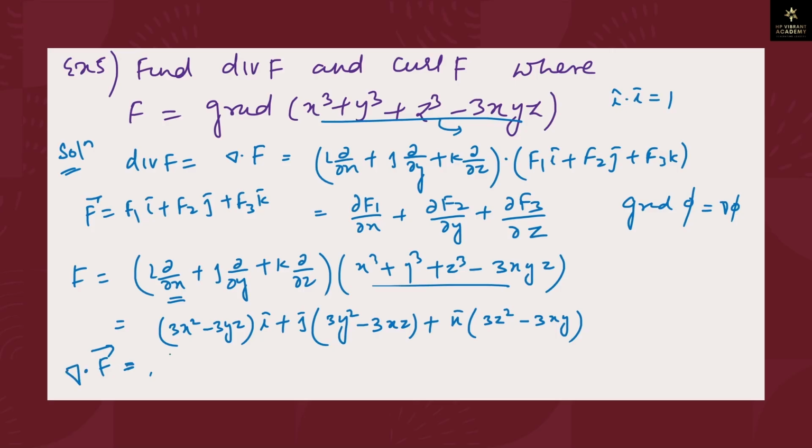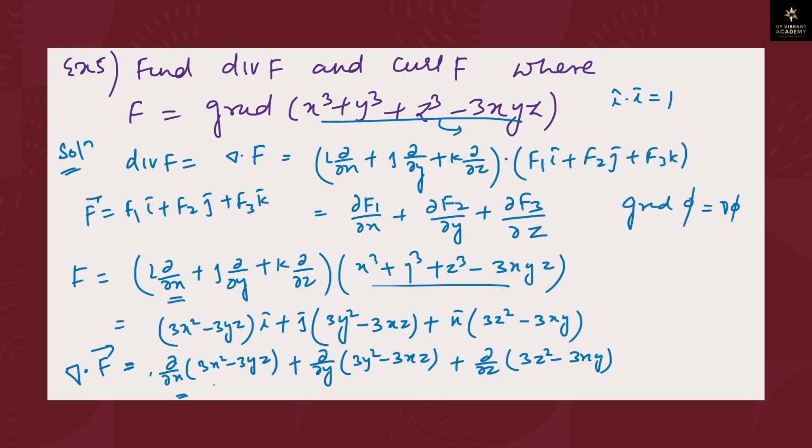Okay, so the del dot f we can take as del upon del x of 3x square minus 3yz, plus del upon del y of 3y square minus 3xz, plus del upon del z of 3z square minus 3xy. So this is equal to 6x plus 6y plus 6z. So this is equal to 6 times (x plus y plus z). Okay, so this is our divergence of f.